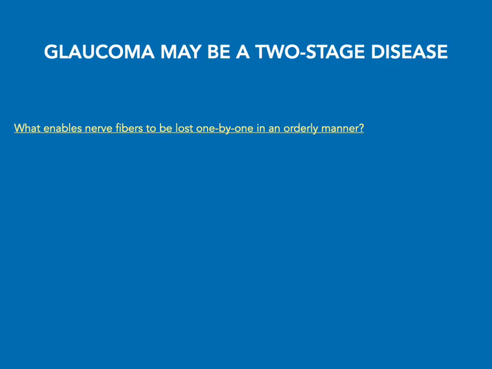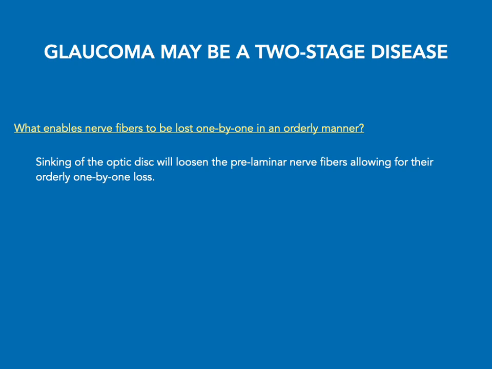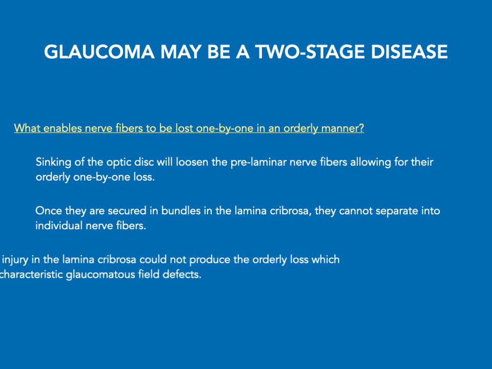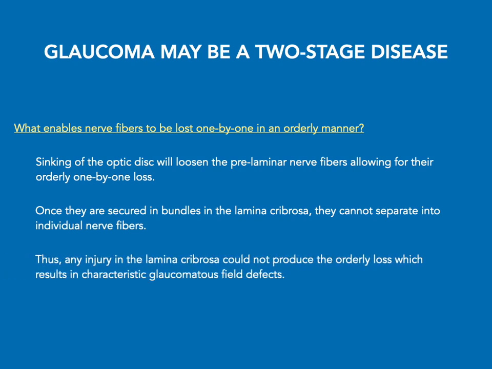What enables nerve fibers to be lost one by one in an orderly manner? Sinking of the optic disc will loosen the prelaminar nerve fibers, allowing for their orderly one by one loss. Once they are secured in bundles in the lamina cribrosa, they cannot separate into individual nerve fibers. Thus, any injury in the lamina cribrosa could not produce the orderly loss which results in characteristic glaucomatous field effects.